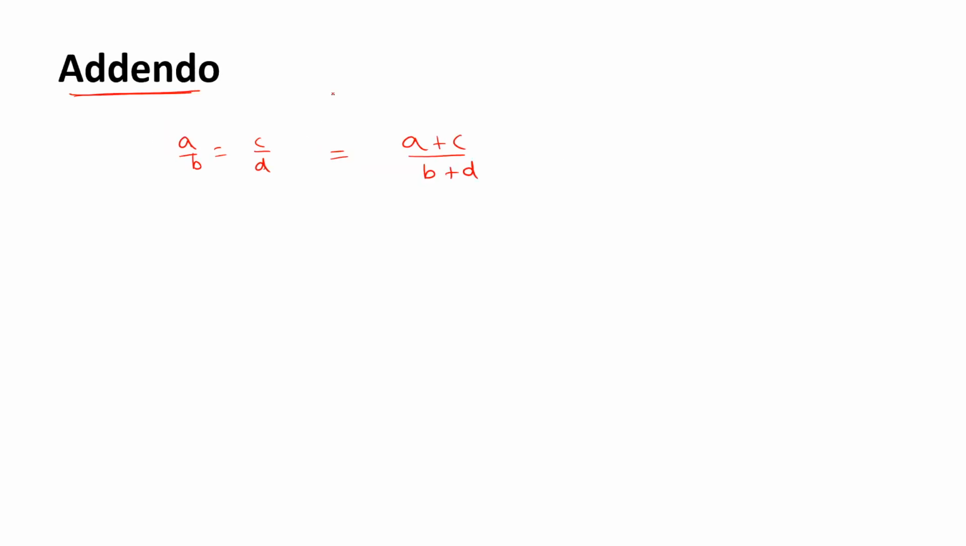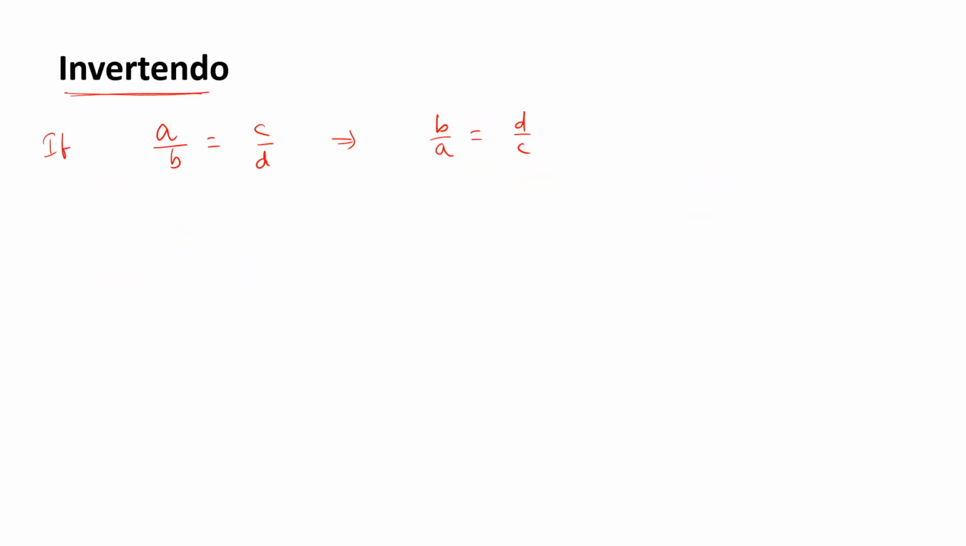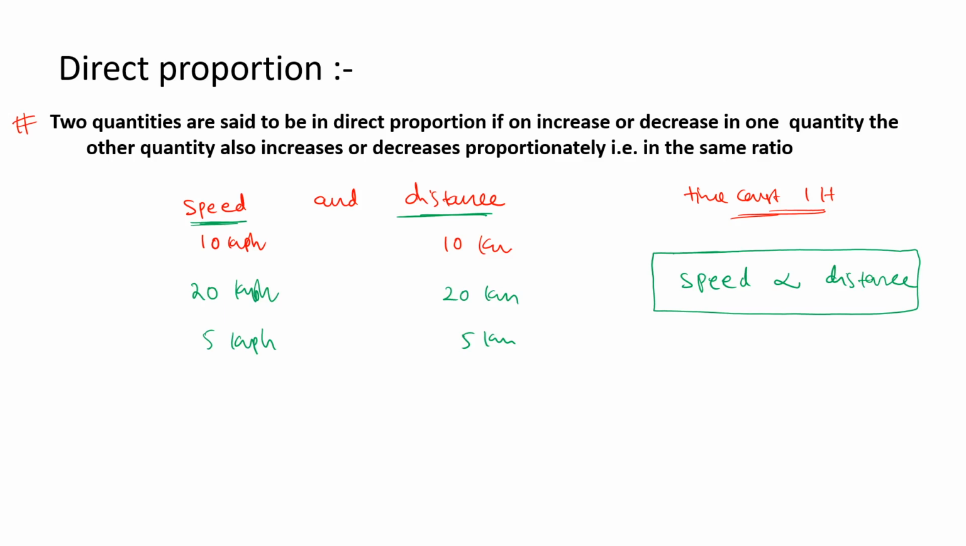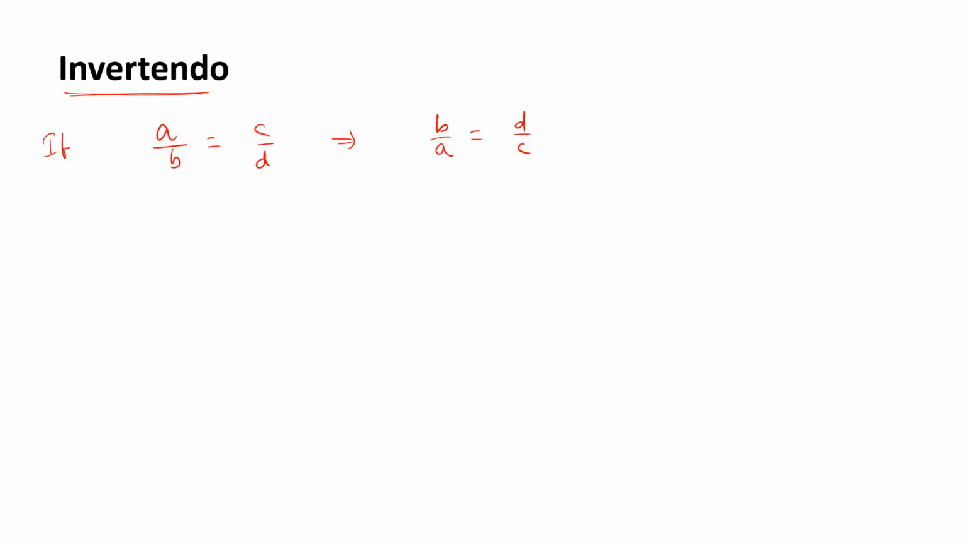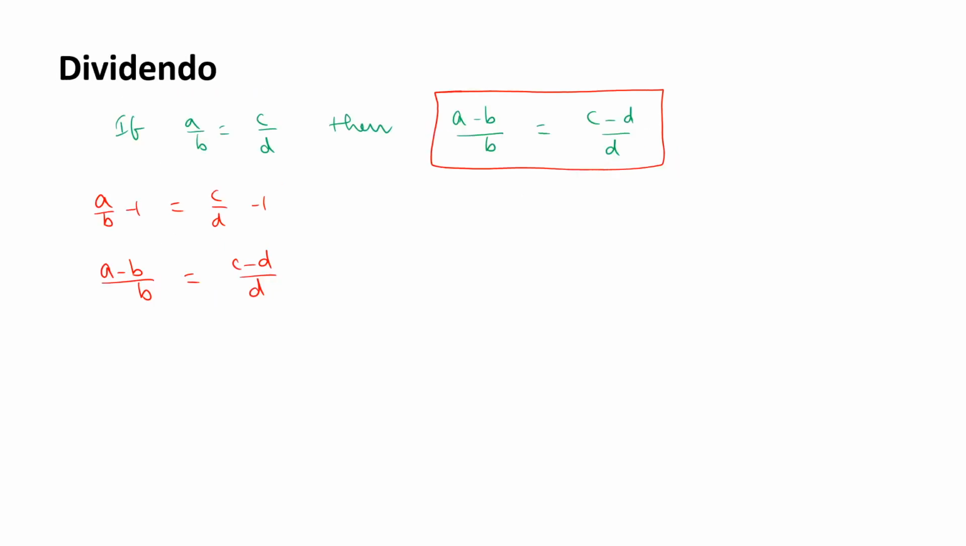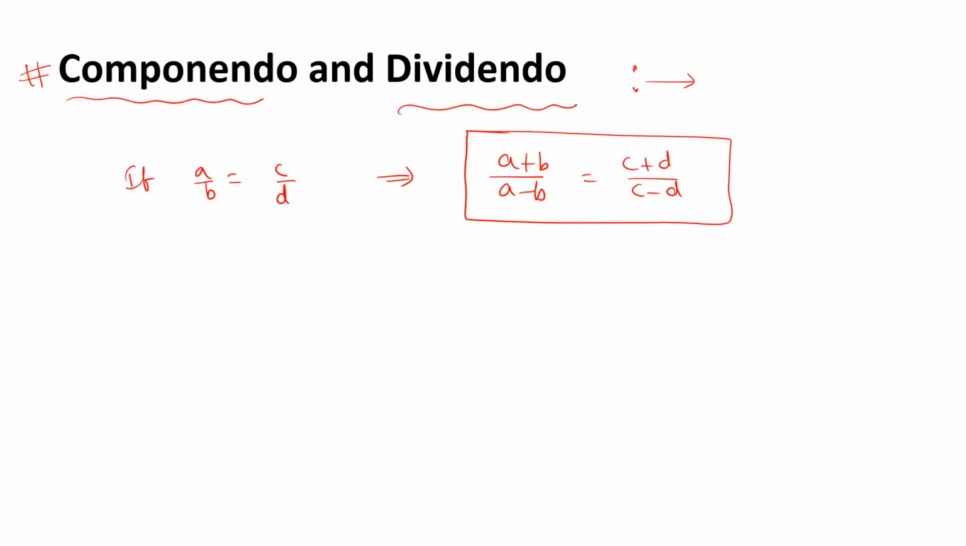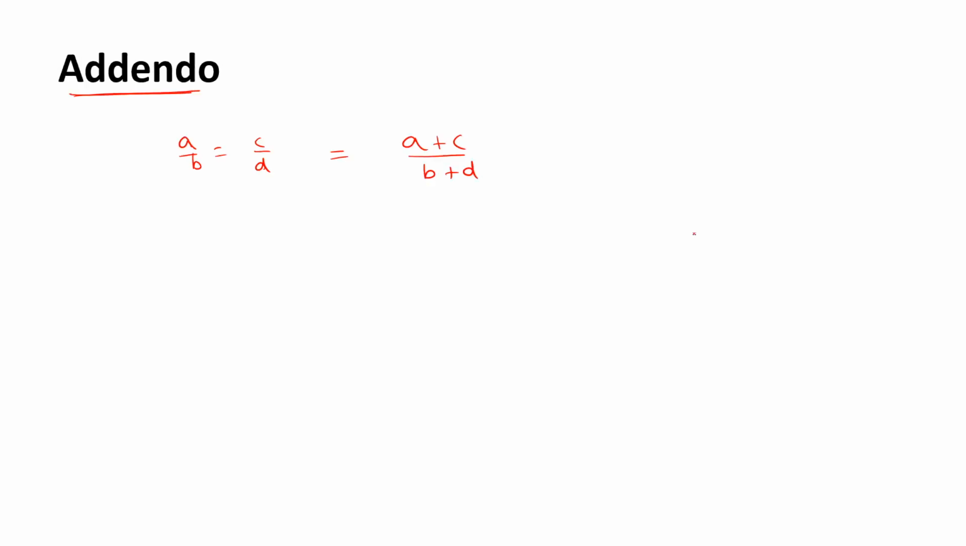These all are the very important and basic properties of the ratio proportion, starting from direct proportion, indirect proportion, continued proportion, invertendo, alternando, componendo, dividendo, componendo and dividendo. This is a very, very important property. Don't neglect this. This must be known to everyone who is trying to solve arithmetic problems.